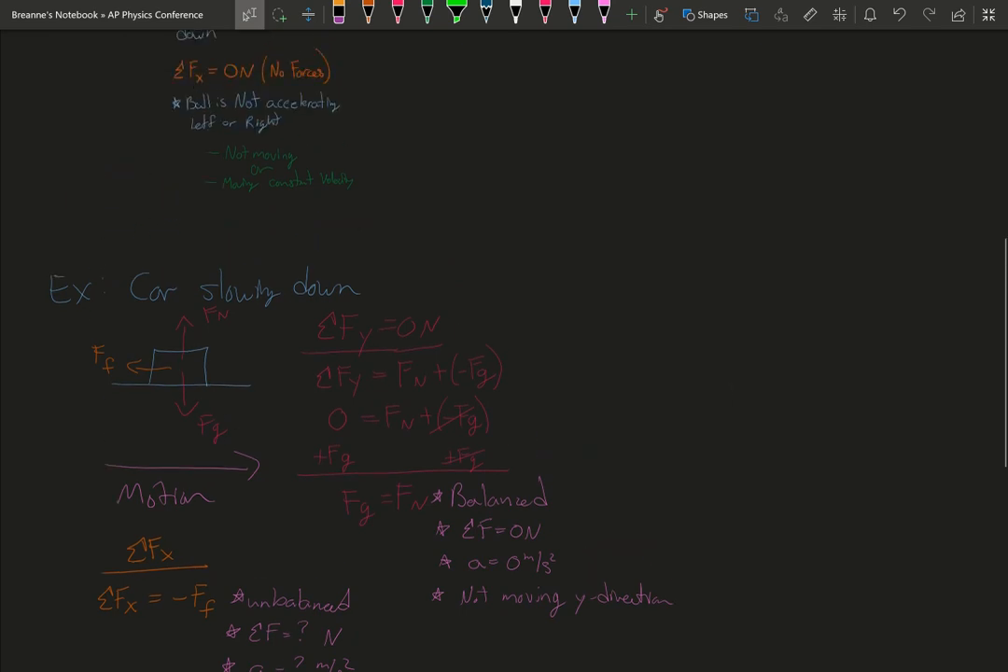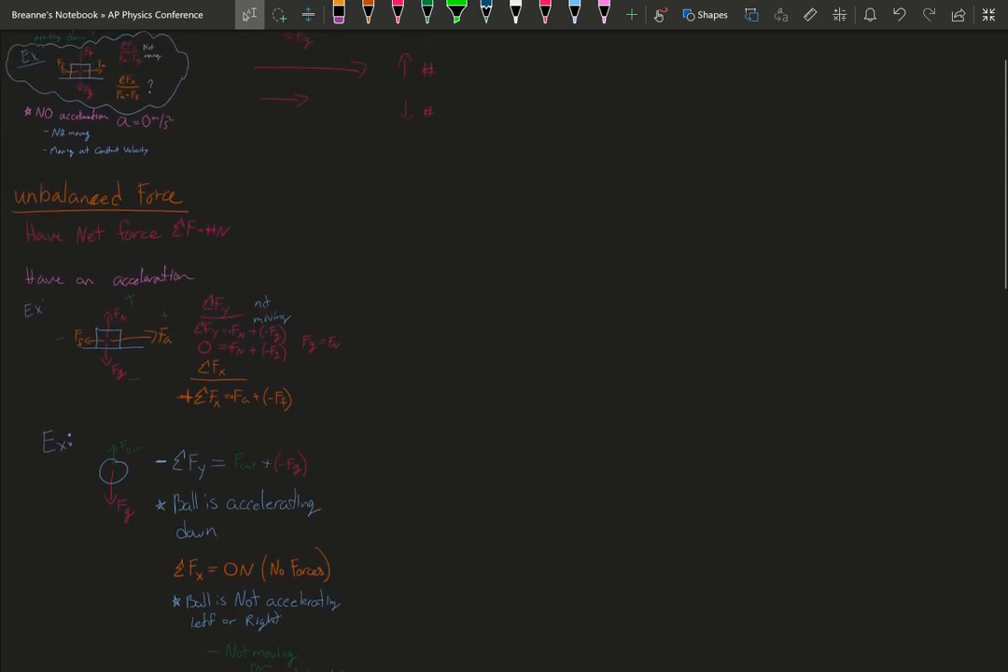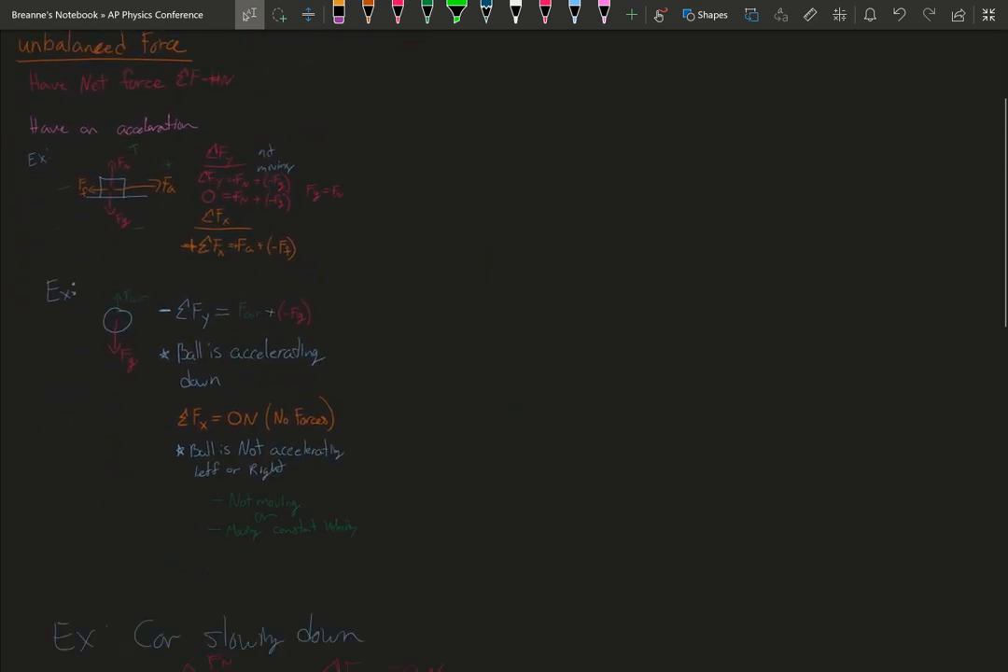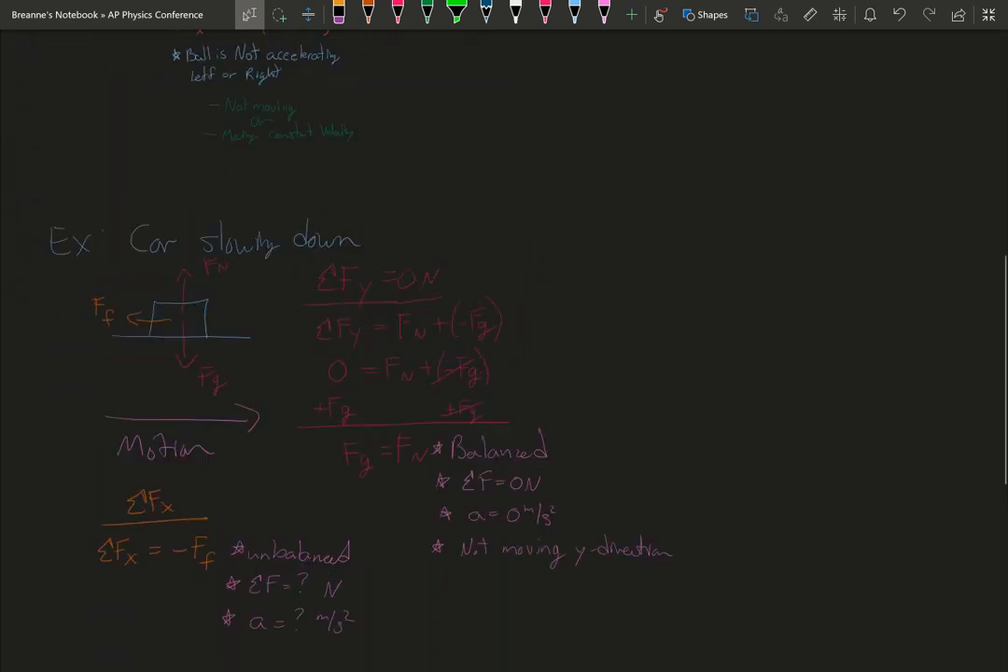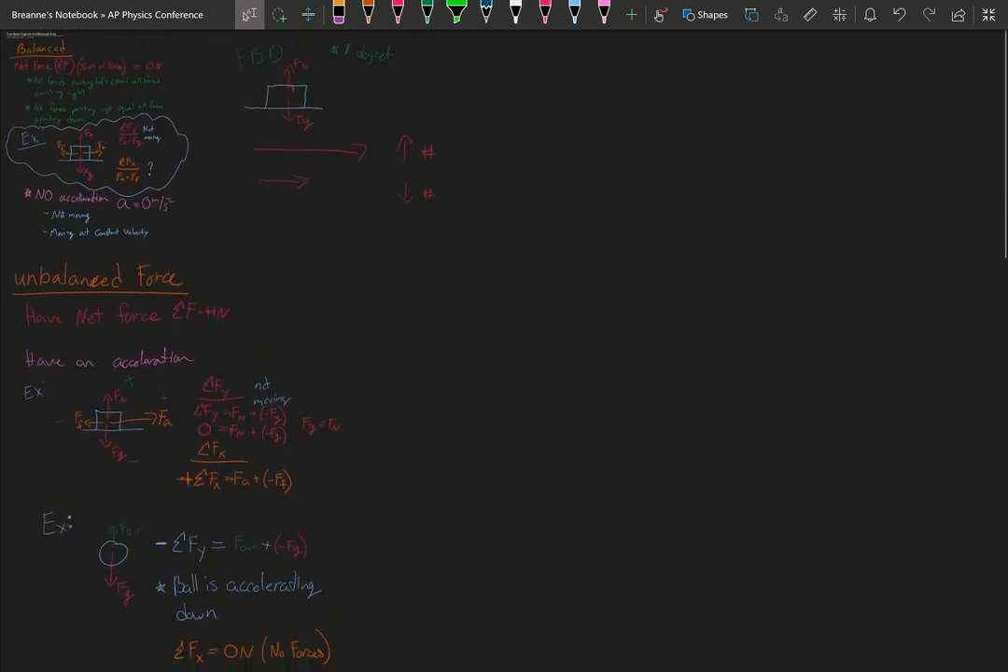So that is the difference between balanced and unbalanced forces. I'll stop the video here. Hopefully that helps. I'll make another video over Newton's second law, and hopefully that answered a few of your questions.